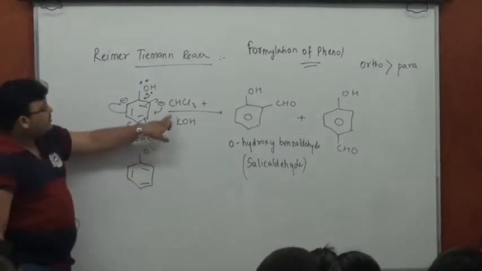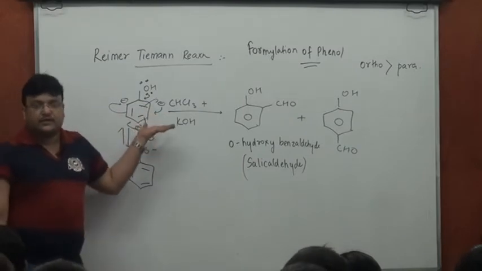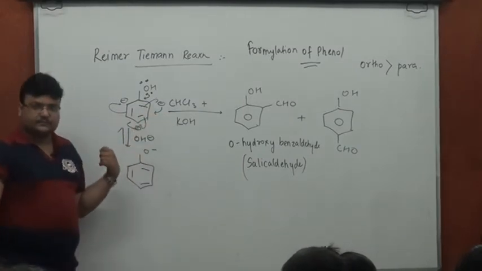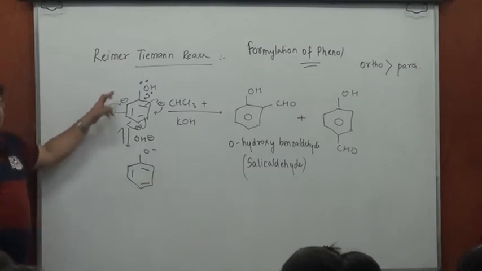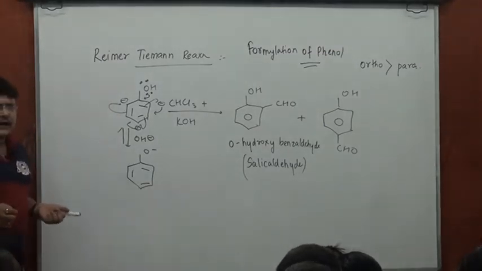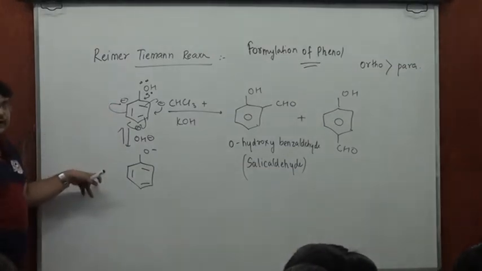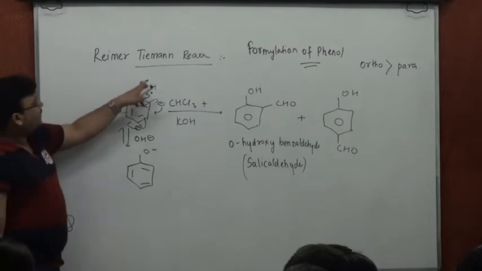The same reagents, CHCl3 and KOH, will not react with benzene. Benzene with these reagents will have no reaction. So certainly it's the OH group which has activated the aromatic ring, made it ortho-para orienting. Yes or no? And if you compare phenol and phenoxide, you'll agree that here oxygen had two lone pairs.